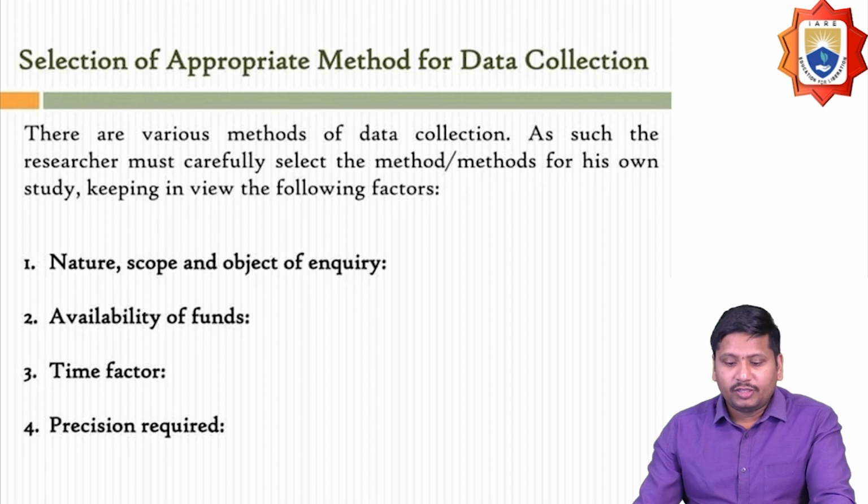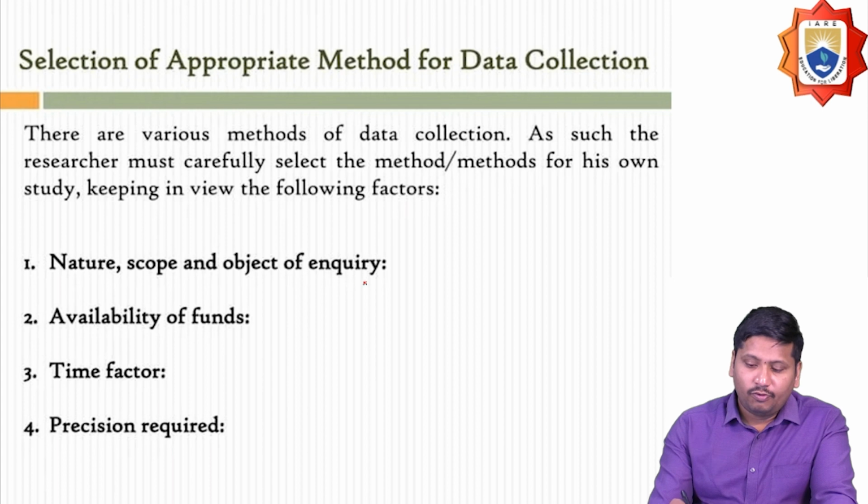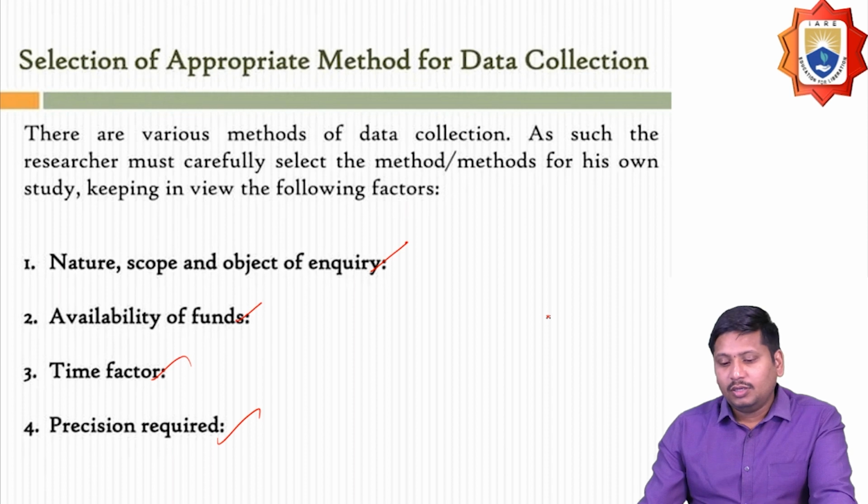So, what are the appropriate methods for collection of data? There are various methods available. The researcher must be able to concentrate on what kind of method is suitable for his own study. For that, a lot of factors are to be considered: the nature, scope, and objective of the inquiry, availability of funds, time factor, and precision required. So these are the characteristics that are required for selection of the appropriate method of data collection.